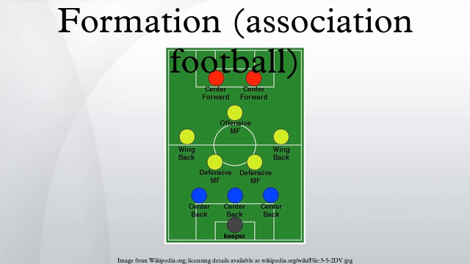4-4-2 diamond, or 4-1-2-1-2. The 4-4-2 diamond staggers the midfield. The width in the team has to come from the fullbacks pushing forward. The defensive midfielder is sometimes used as a deep-lying playmaker.